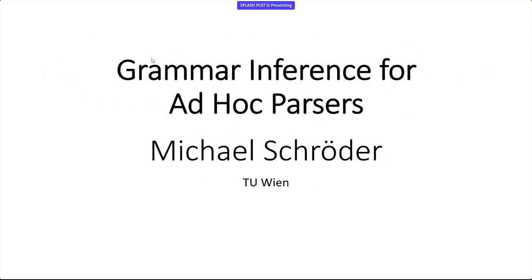Okay, hi everybody. I'm Michael from Vienna, and in my research I want to infer grammars for ad hoc parsers. So basically, anytime that you transform a string, that you use substring or split or trim or any of these string operations, you're actually parsing a string, right? You're imposing some kind of structure on the string, and that means you're also imposing some kind of grammar on the string. And I want to infer those grammars just based on the operations that you do on these strings.